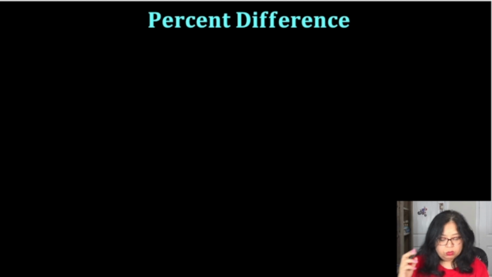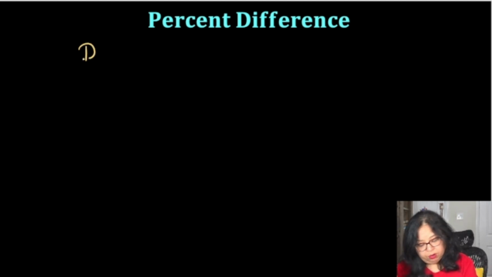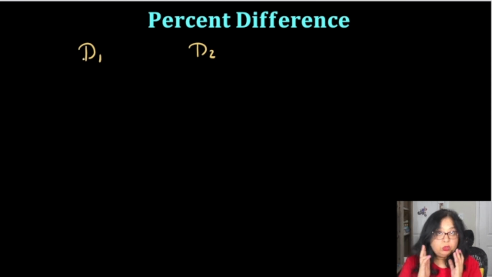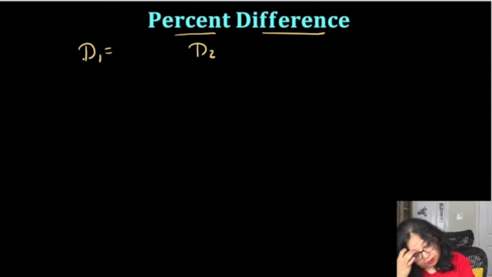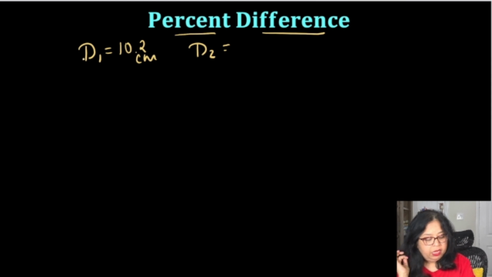I'm trying to figure out the diameter of this deformed bottle, and I do 2 trials. So I find diameter 1, diameter 2. I find the diameter twice. Now to compare these two values, I will find the percent difference between these two. How do I find percent difference? Let's say diameter 1 is 10.2 centimeters, and diameter 2 is 10.1 centimeters.